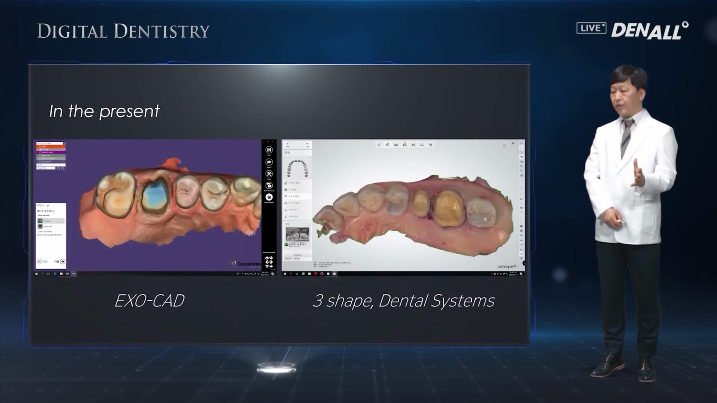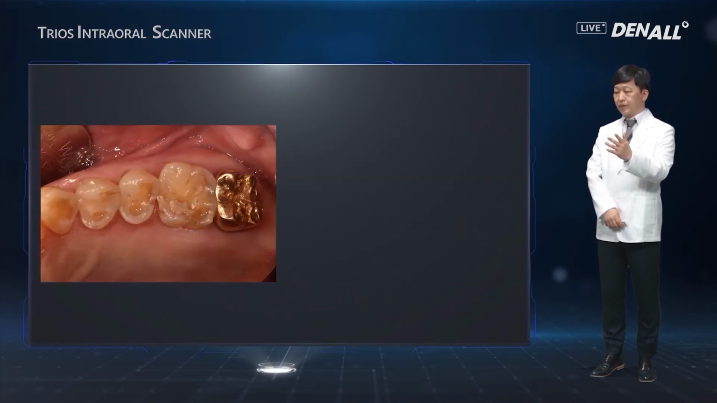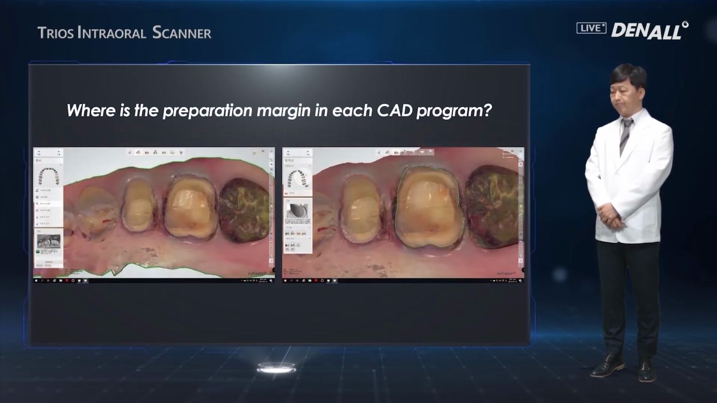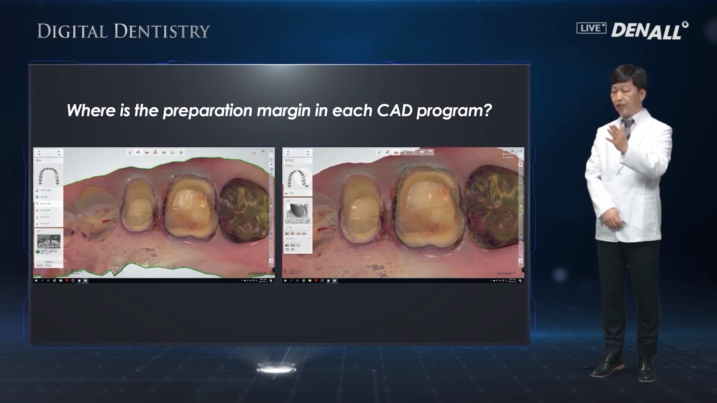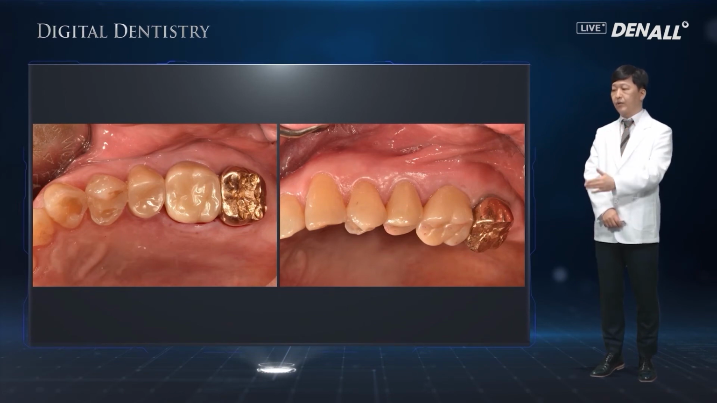However, ExoCAD or dental system, whatever the design program may be, most of them support color images. So with the colors, margins can be distinguished. Image before preparation and prep is done. On the CAD design image, gingiva and teeth are distinguished with the different colors. Based on the colors, margin is designed and the final crown is completed.